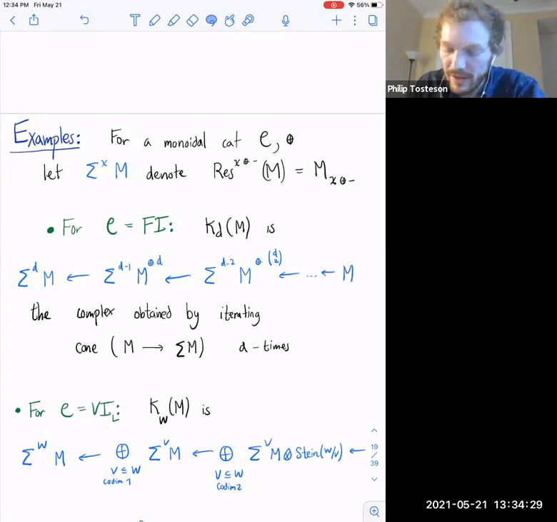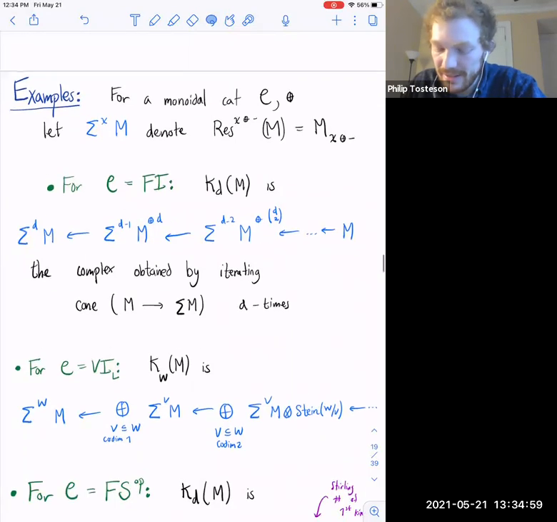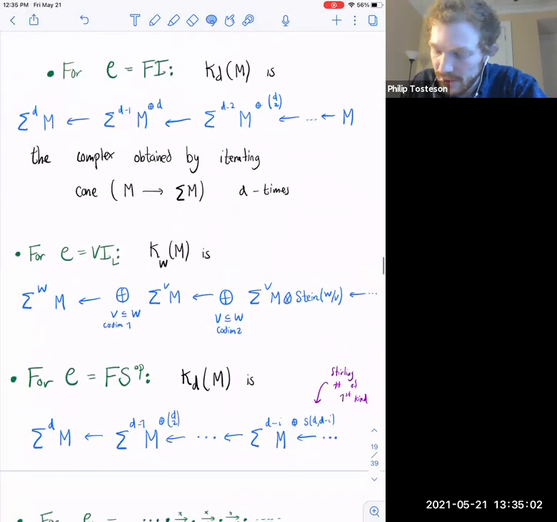When C is VIL, then these poset homology groups that I was describing K in terms of earlier are exactly the groups that give you the Steinberg representation. So you have this nice description where you have sigma W of M, and then you have a sum over all codimension 1 things, and all over codimension 2 things tensor the Steinberg representation of W mod V, and it continues like that. So you get Steinberg modules.